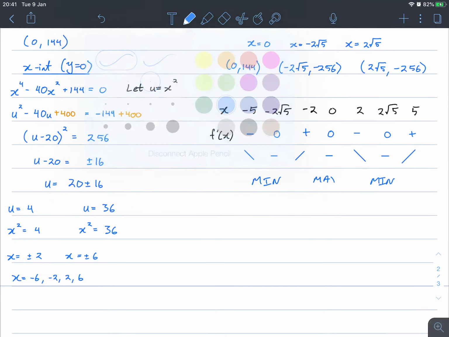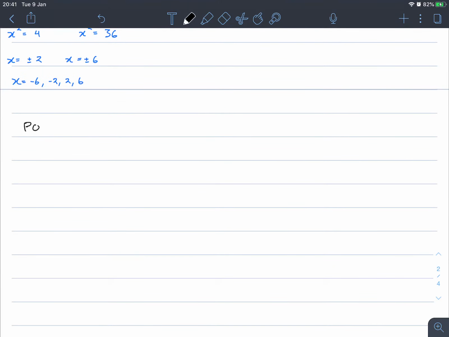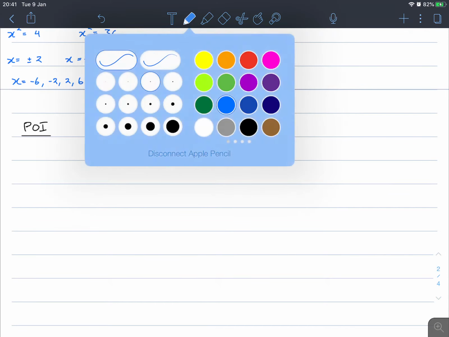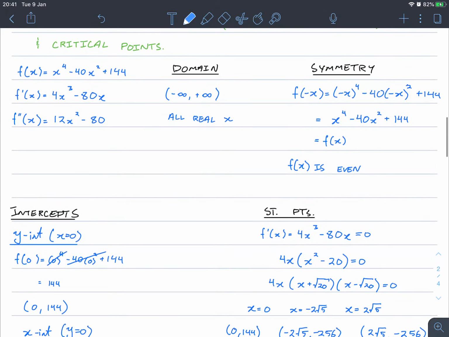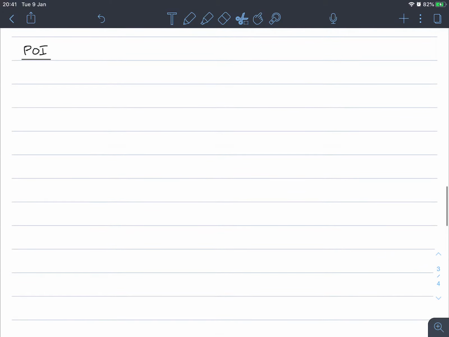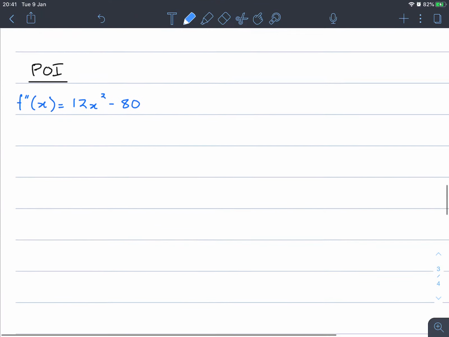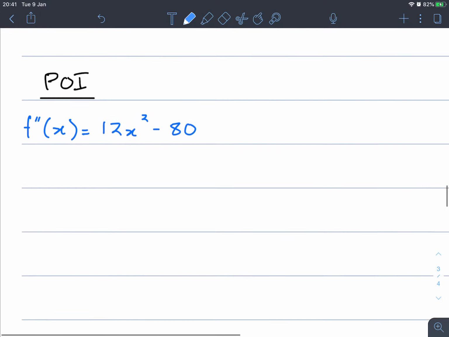Okay, so now for this next point, we need points of inflection, or inflection points. Using my next heading, points of inflection. For this, we need the second derivative. We've done this right at the beginning of our question. And now let's utilize it to solve for points of inflection. To find points of inflection, what we need to do is let this equal 0 and solve for x at this point.